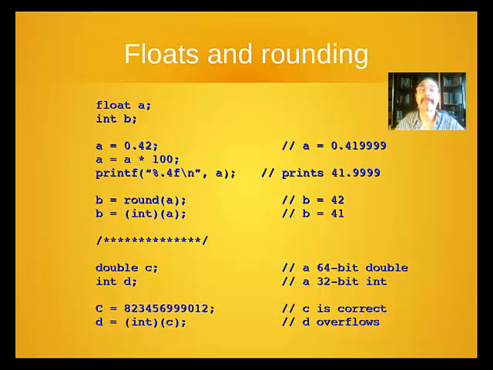The round function helps us. It takes a float value and converts it to the nearest integer. The only caveat is that the integer part should be greater than 1. The number 0.419999 can easily be converted. Multiplied by 100, getting 41.99, and round 41.99 is indeed 42.